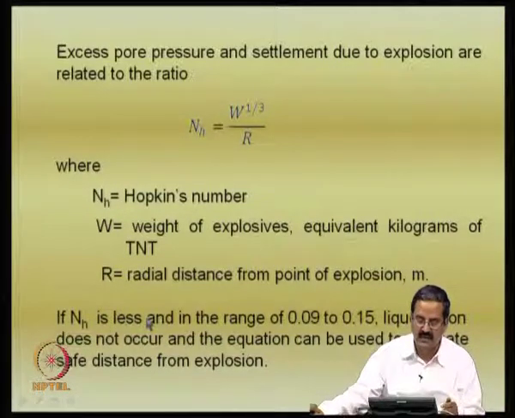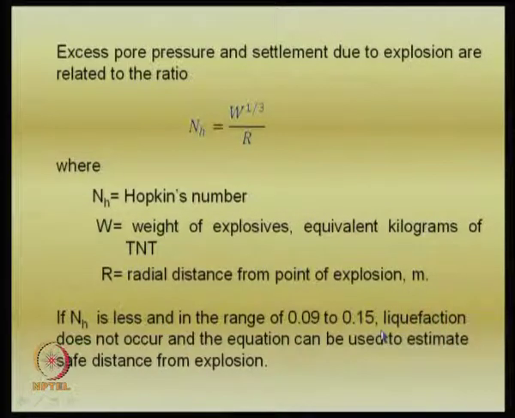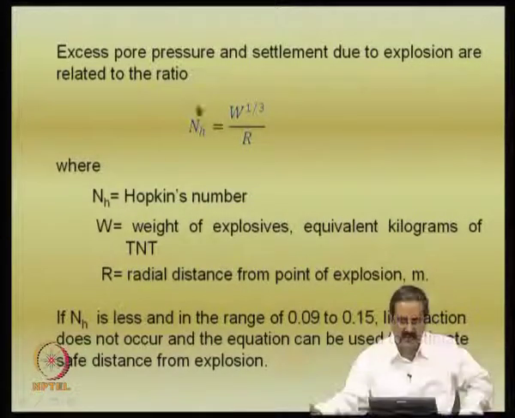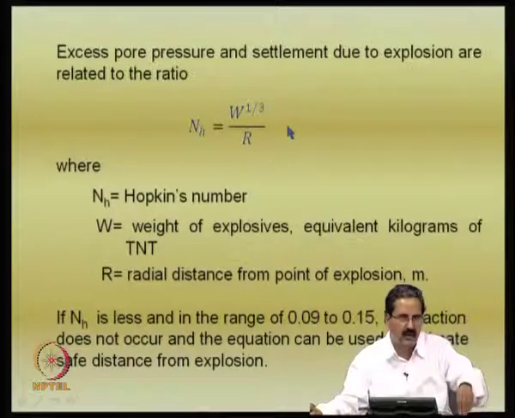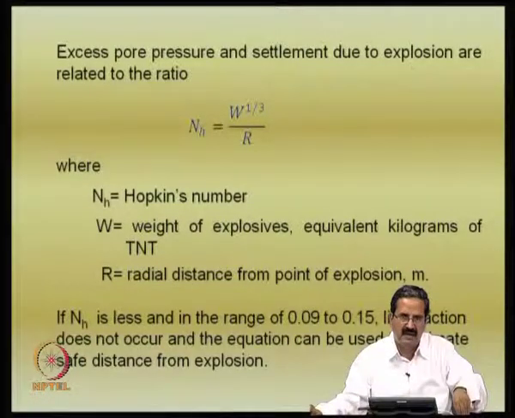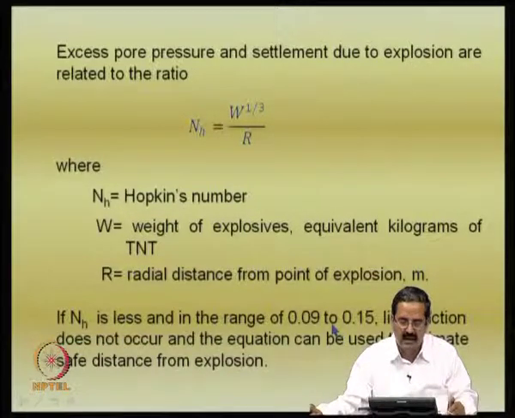Studies have shown that if NH is in the range of 0.09 to 0.15, liquefaction does not occur, and the equation can be used to estimate the safe distance from explosion. Say you would like to densify some 10 meters or 15 meters of area. How do you get it? What is its radial distance? If you put a blast at 10 meters level, how much area could really be densified? Is it all 10 meters? How do you do that? This can be understood from this point.